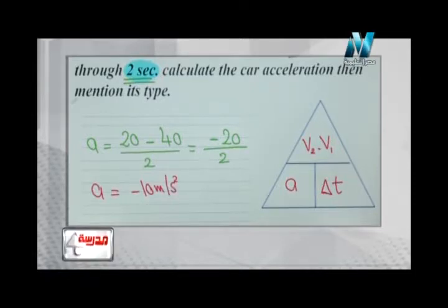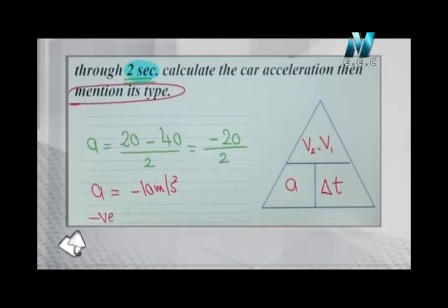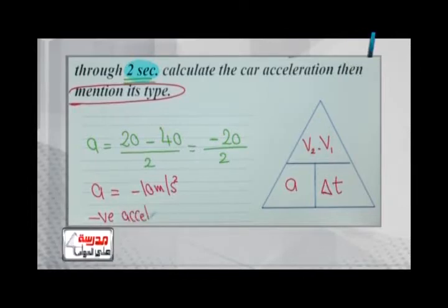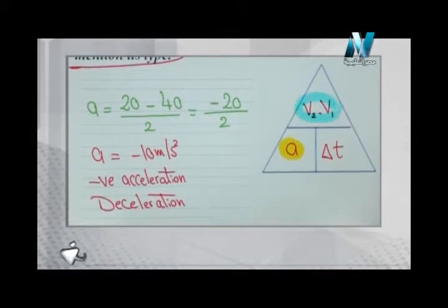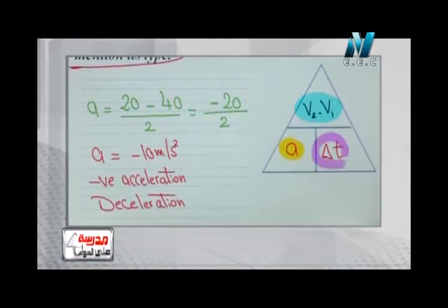So the type of this acceleration is what? It is negative acceleration, or decreasing acceleration, or deceleration. So we just remember the mathematical rule: acceleration equals delta v, which means v2 minus v1, final speed minus initial speed, over delta t, which is time.